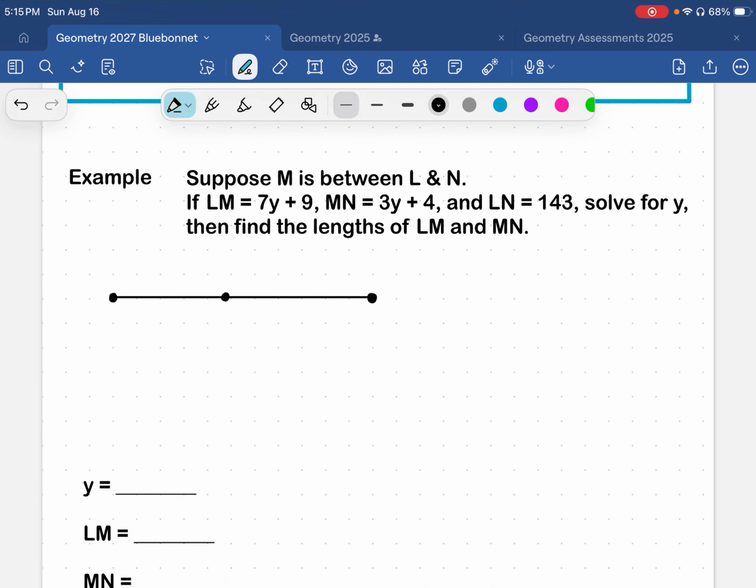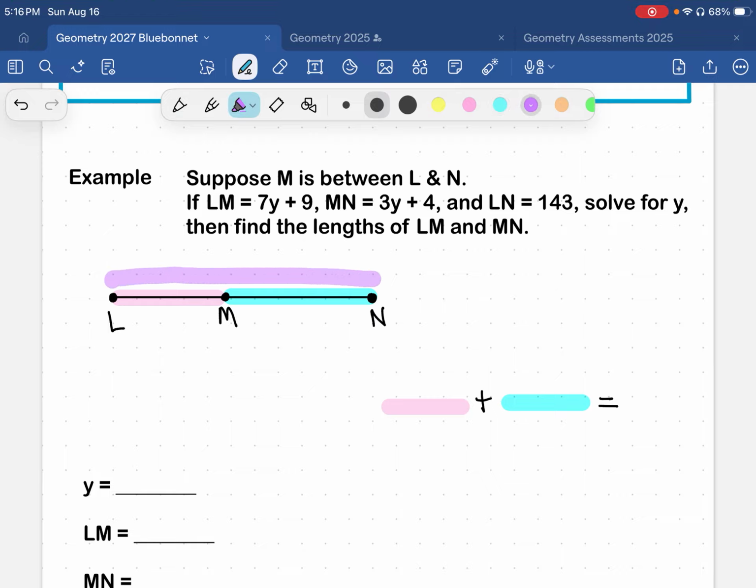So I know there's a line segment. I know I have 3 points on it, M, L, and N, and M is between L and N. That means this point has to be M, and L's on one side and N's on the other. I can switch them, it's okay. Now they're going to start telling me how long each part is. But I can look right up above at my postulate and I know that I take this piece, add to it this piece, and it has to equal the whole part.